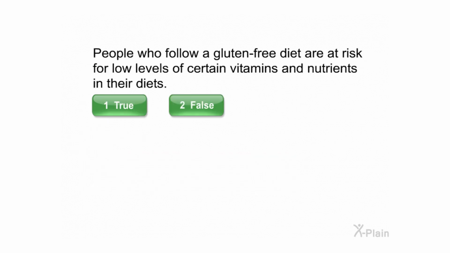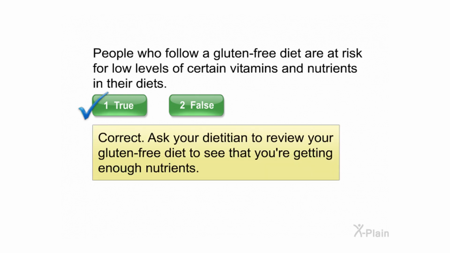People who follow a gluten-free diet are at risk for low levels of certain vitamins and nutrients in their diets. Select true or false. Correct. Ask your dietitian to review your gluten-free diet to see that you're getting enough nutrients.